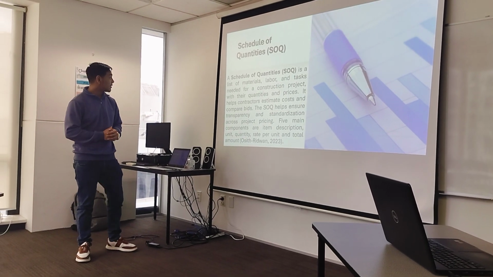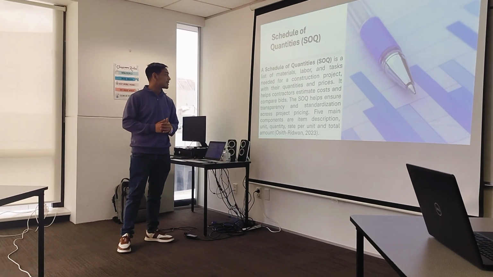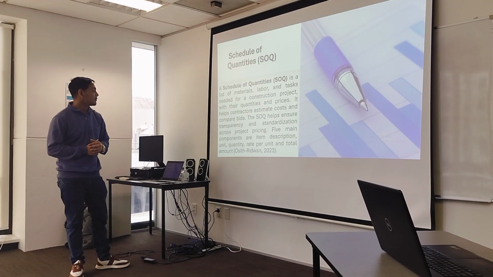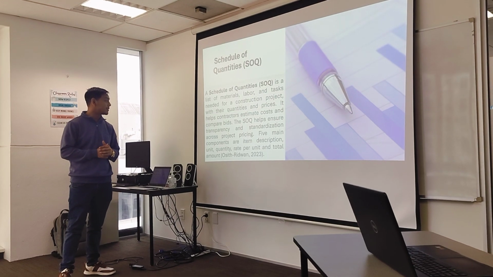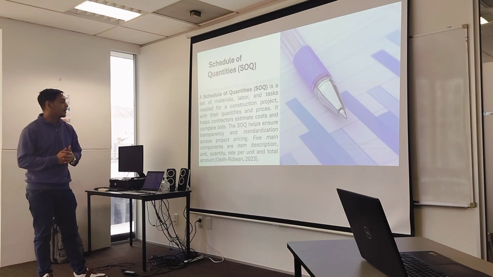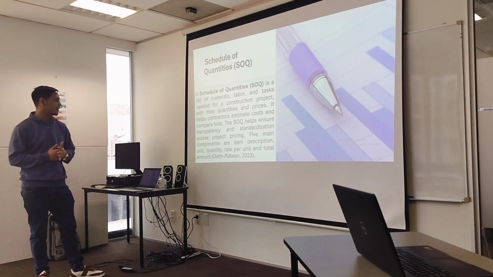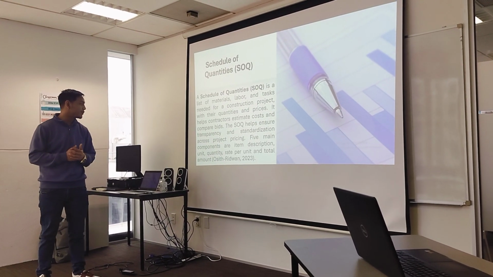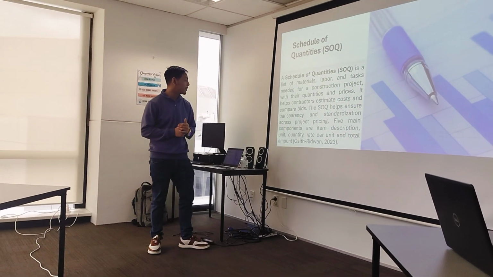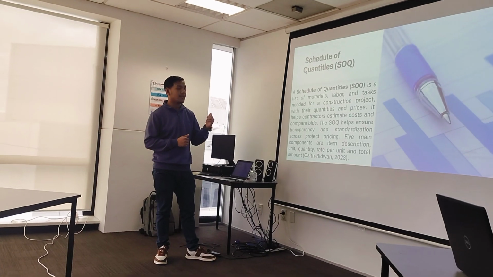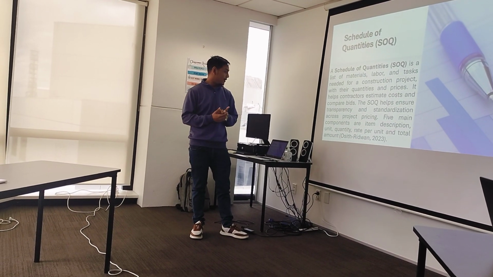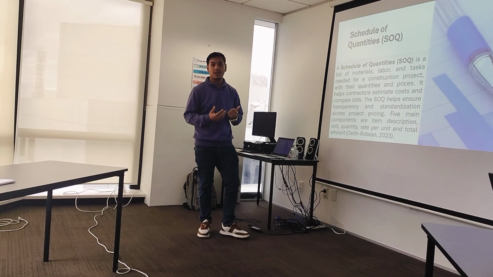SOQ is a list of materials, labor and tasks needed for a construction project, with their quantities and prices. It helps contractors and quantity surveyors to estimate cost and compare bids. The QS helps ensure transparency and standardization across the project process. The five key components of the SOQ are description, item number, quantities, rate per unit, and total amount.